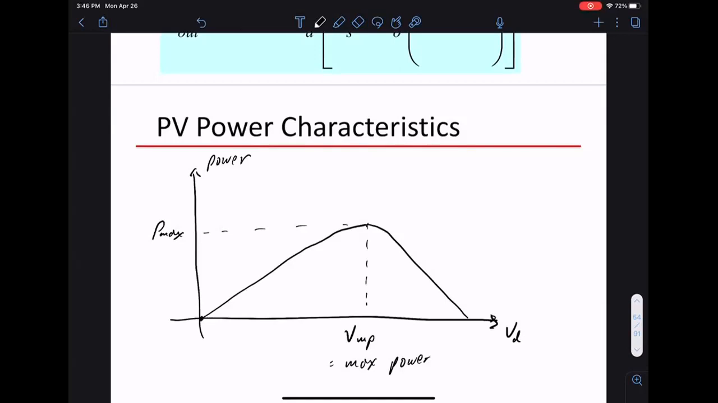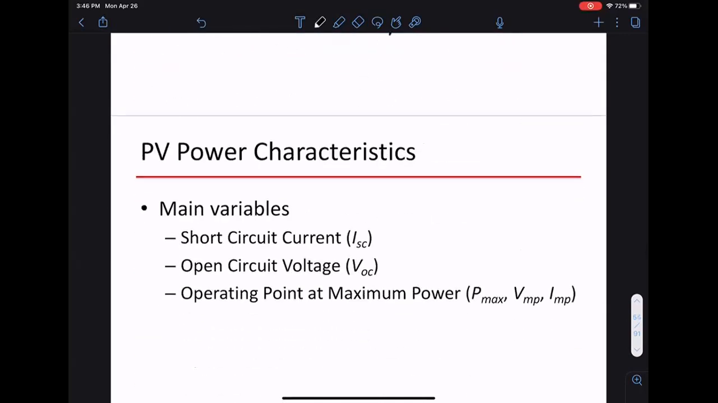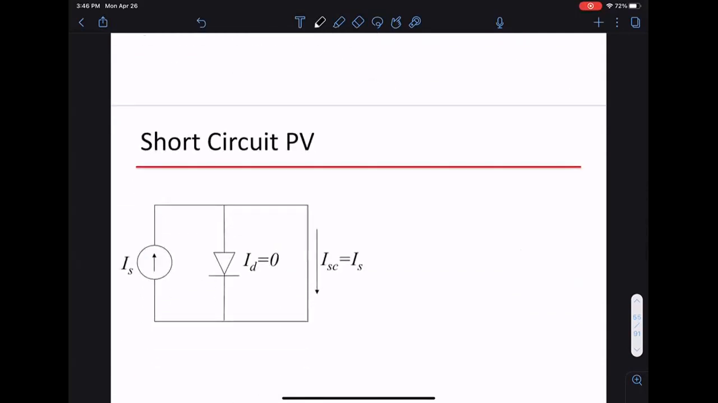Okay, so then the rest is just going through some basic quantities that we have for circuits, right? We often care about the short circuit current, the open circuit voltage, the operating point at maximum power, right? We want to understand all this. So the short circuit current is really simple.